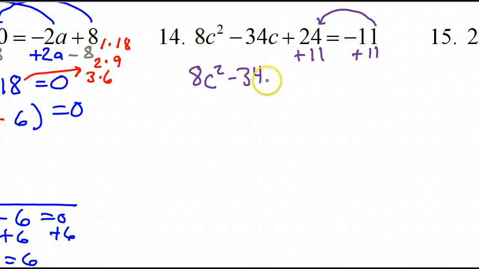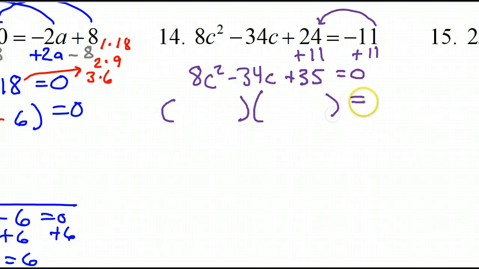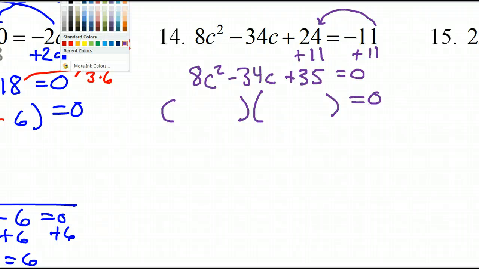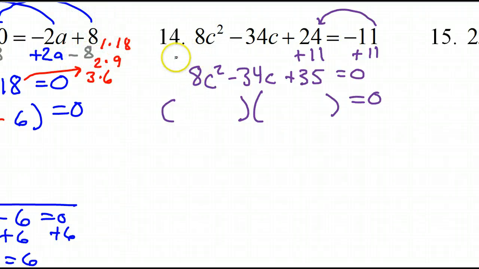So what was I doing? Yeah, so minus 34C and then plus 35 is equal to 0. Now we are ready to go. Any common factors? No. So let's go ahead and factor it out. Now, keeping in mind that 8 is either going to be 2 times 4 or 1 times 8. 35 is either going to be 5 times 7 or 1 times 35.